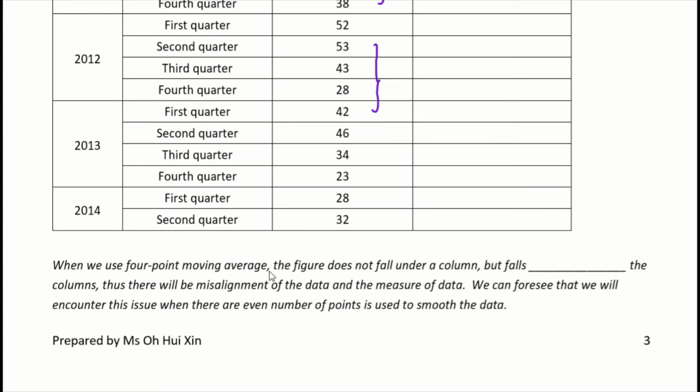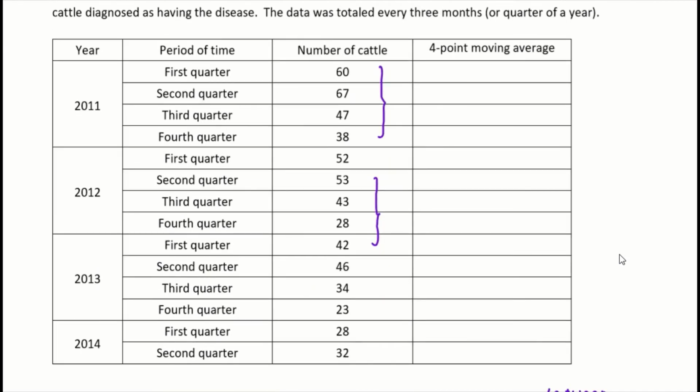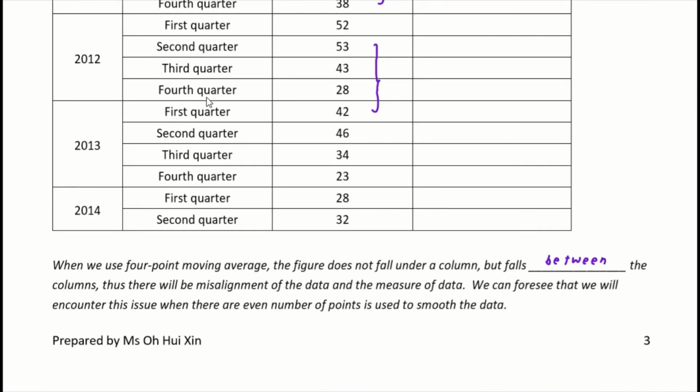So when we are using a 4-point moving average, you realize that the figure does not fall under a column but falls between the columns. So if we want to find the center and write down the number for the 4-point moving average, it will be in the middle of the second row and the third row, which is like the 2.5 row. But we can't actually invent a time like that, like a second and a half quarter. You get what I mean? Because this is data collected in the second quarter, in the third quarter, so we can't simply add in something like a 2.5 quarter. So this is the issue that we need to find out.